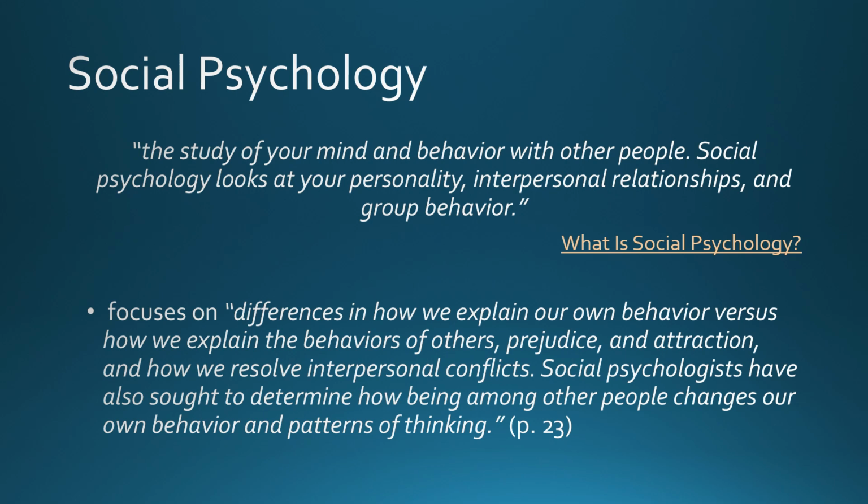It looks at prejudice, attraction, how we resolve interpersonal conflicts. Social psychologists have also sought to determine how being among other people changes our own behavior and patterns of thinking. So it's looking at not only how our own behavior affects our thinking and emotions, but how other people's behavior and emotions and thoughts affect ours. It's kind of like an endless cycle, where we affect theirs and they affect us. So social psychologists look at pretty much the individual in the context of a group.